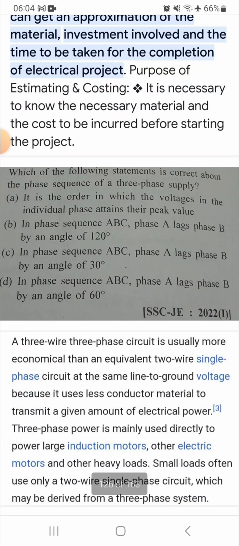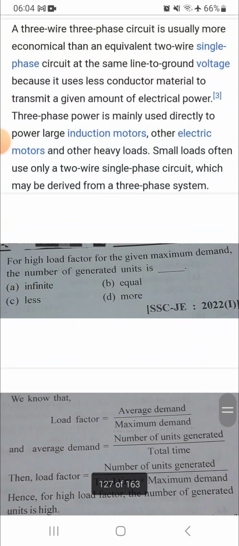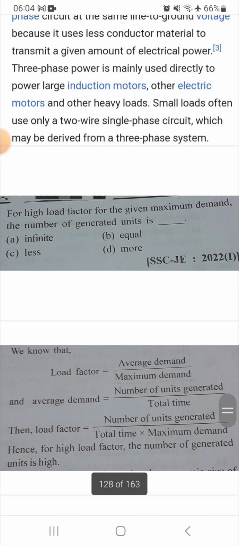Which of the following statements is correct about the phase sequence of a three-phase supply? It is the order in which the voltages in the individual phases attain their peak value. Here option A is the right answer. It is the order in which the voltages in the individual phases attain their peak value. Next one. For high load factor for the given maximum demand, the number of generated units.